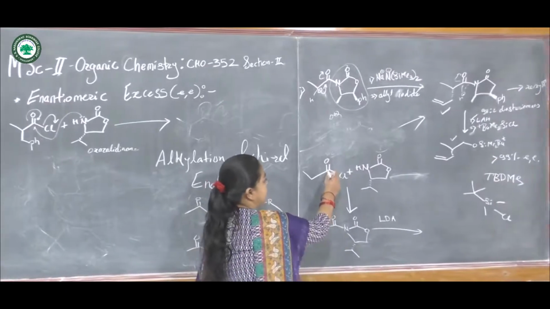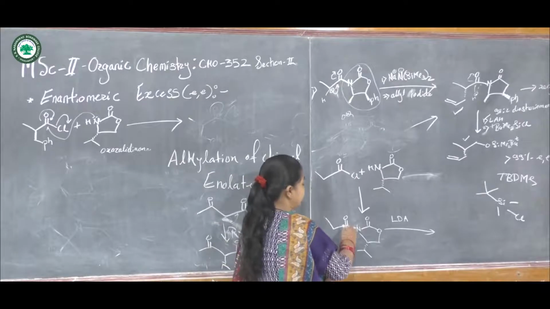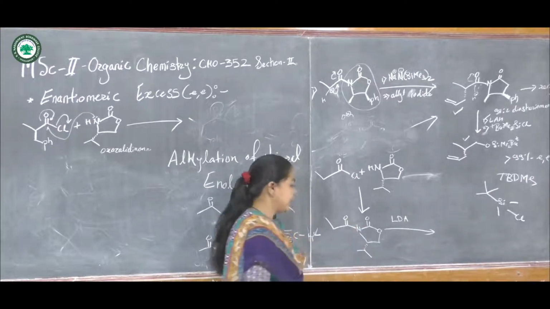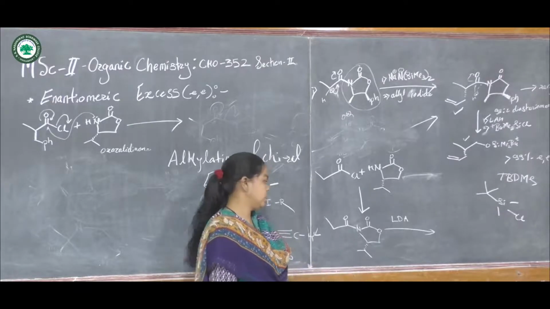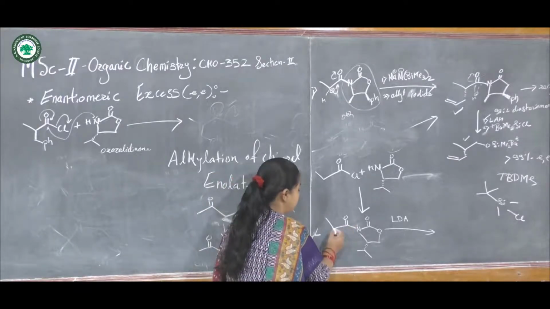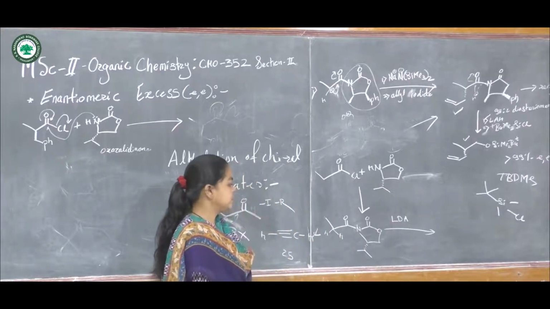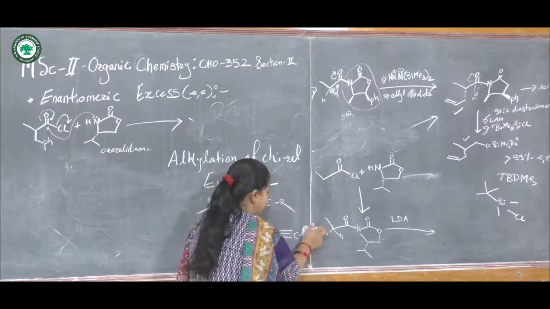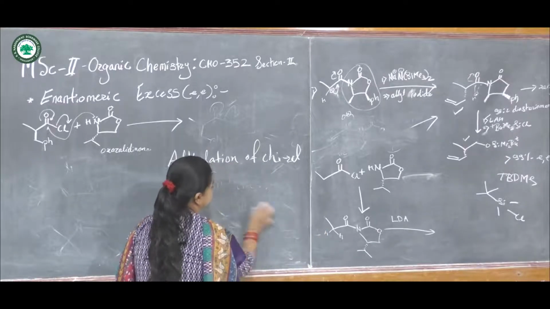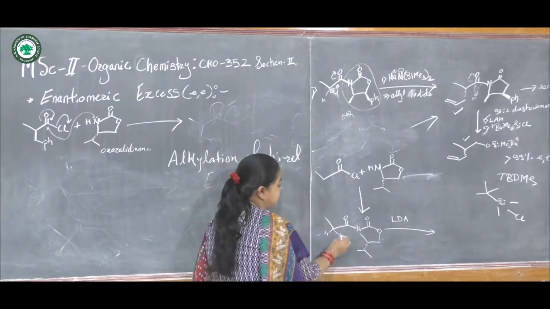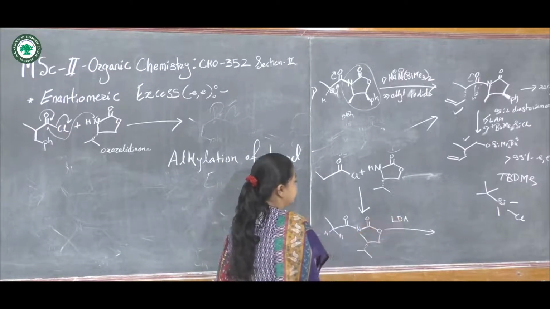Here an acid chloride is given. If we react it with the Evans chiral auxiliary, we get the corresponding enantiomerically pure compound. This is only a single enantiomer. Now this carbonyl compound contains alpha hydrogen atoms, which are present adjacent to the carbonyl group, so they are acidic in nature. Now these acidic protons are removed by a base like LDA.